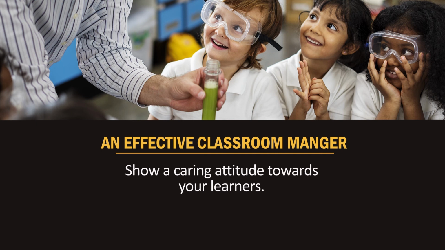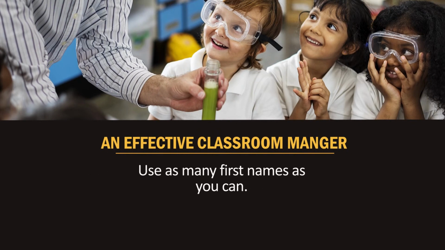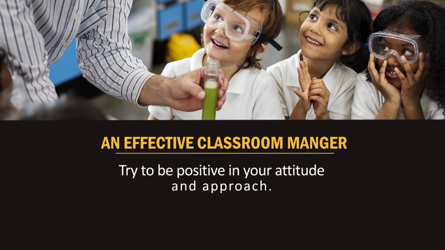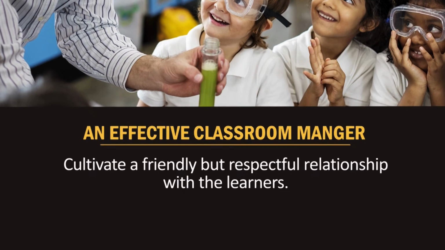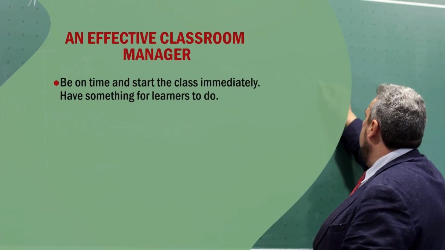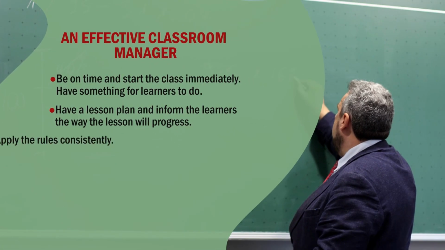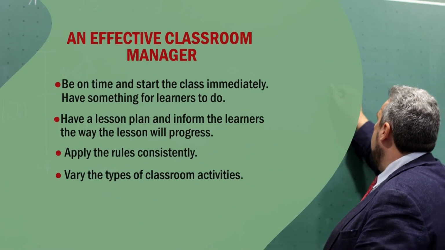Whereas researchers like McNeil and Wills explained the role of an effective classroom manager: an effective classroom manager shows a caring attitude towards the learners, listens to the learners when they tell their concerns and viewpoints, uses as many first names as you can, tries to be positive in attitude and approach, and cultivates a friendly but respectful relationship with the learners. An important thing is to know your learners properly. Without knowing learners, you cannot manage your classroom effectively. They were also of the view that a teacher should be on time and start the class immediately, have something for the learners to do, have a lesson plan, inform the learners of the way the lesson will progress, apply the rules consistently, vary the type of classroom activities, and prepare assignments that are appropriate for your learners.